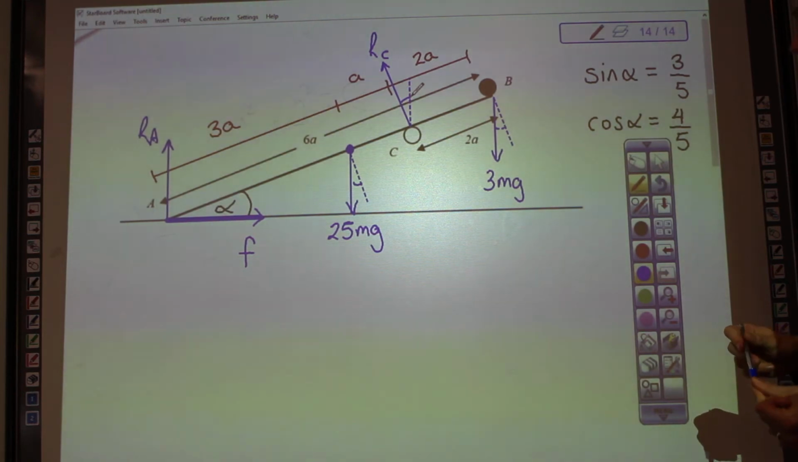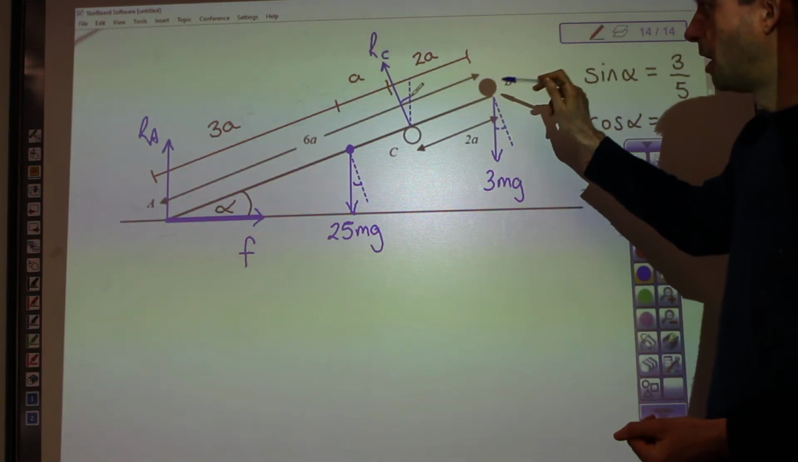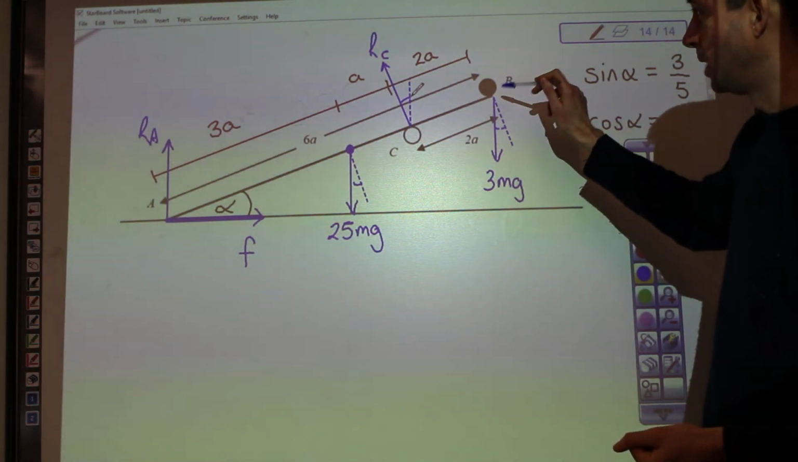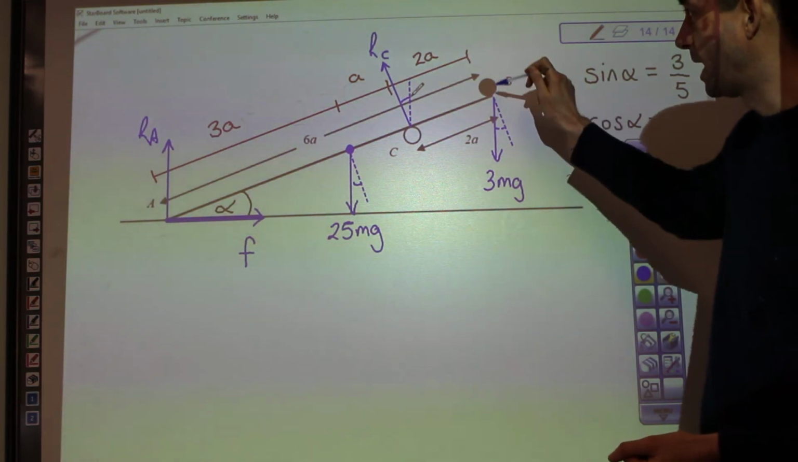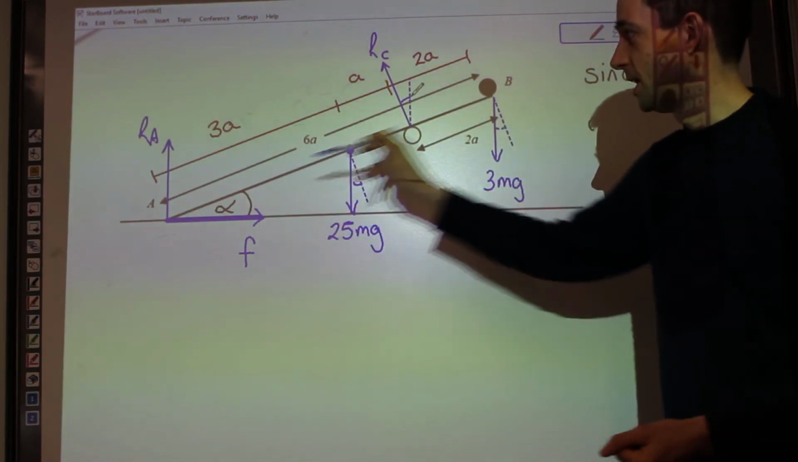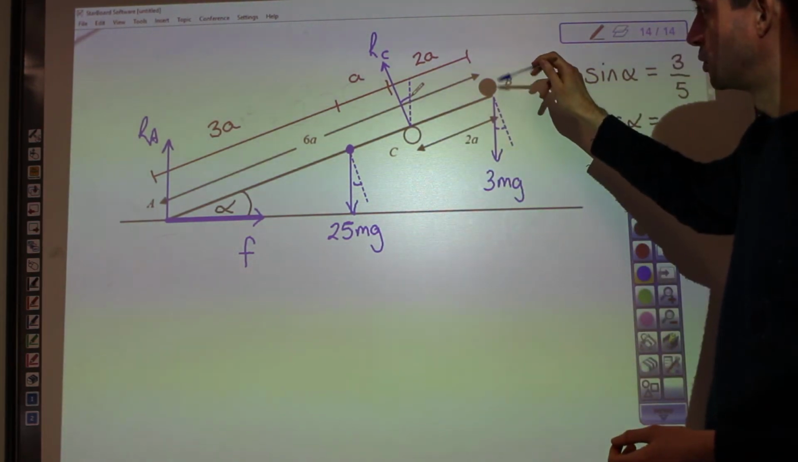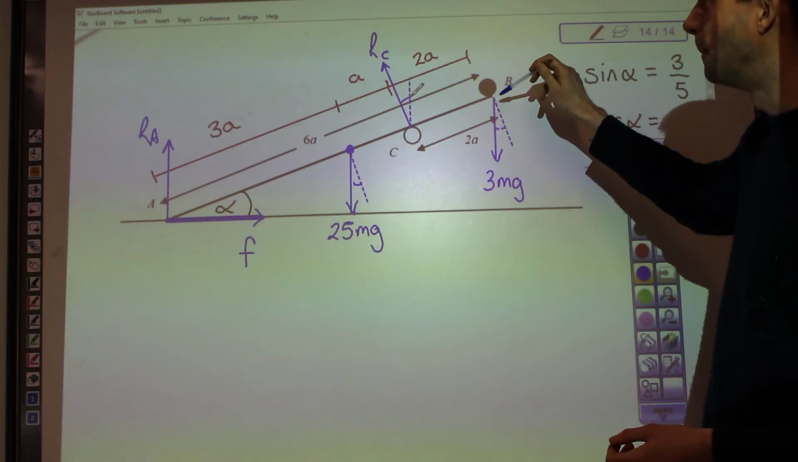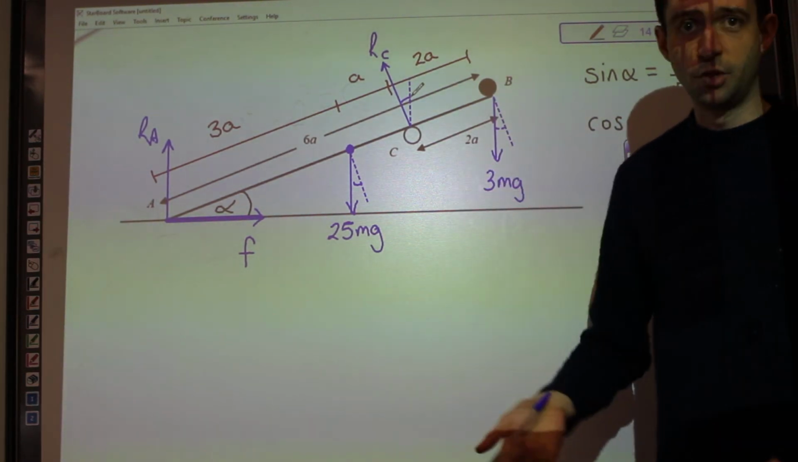Now, why am I not drawing in a reaction force for the ball here? Well, the reason that I'm not doing that is because the reaction force on the ball from the plank is not affecting the system. It's not affecting the plank. That is a reaction force between the ball and the plank, which I will not have to consider when I'm resolving my forces.